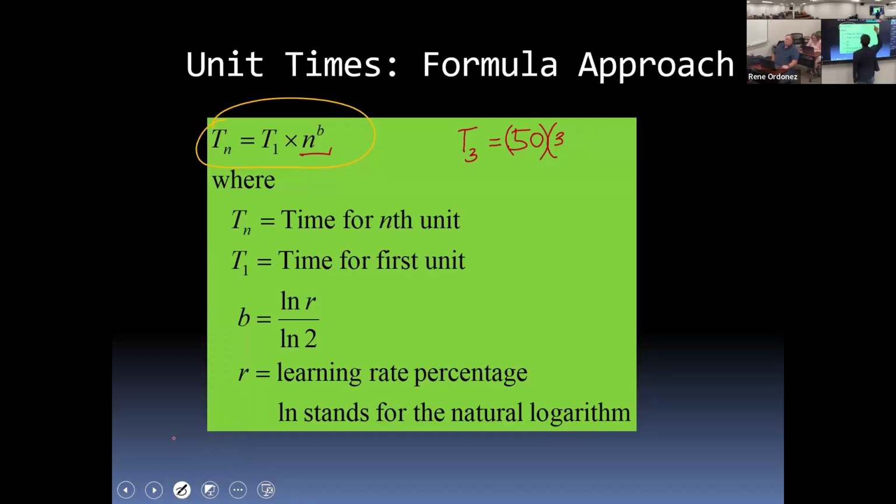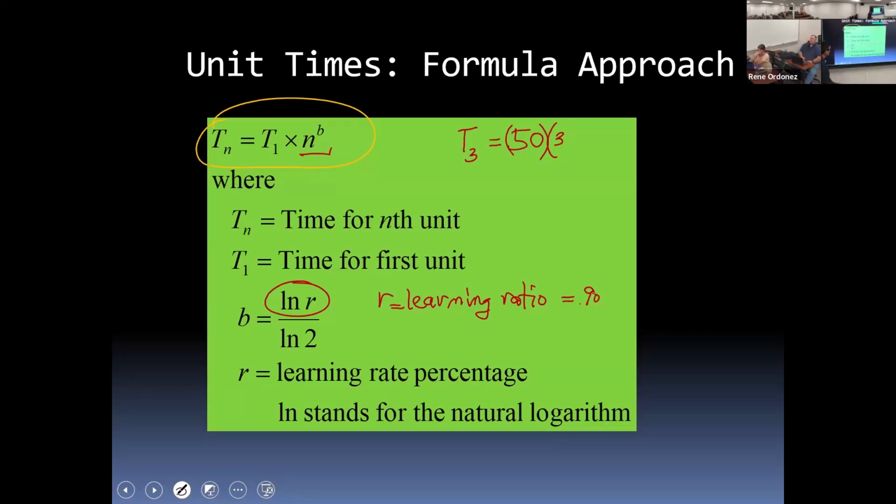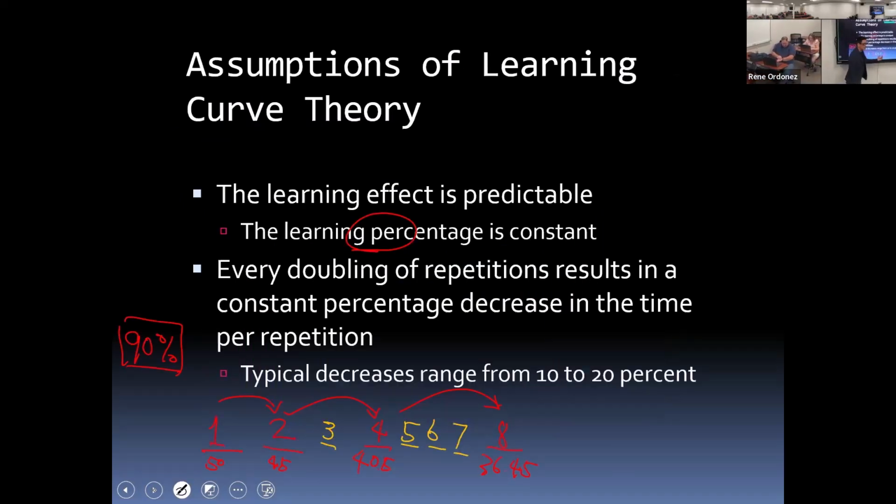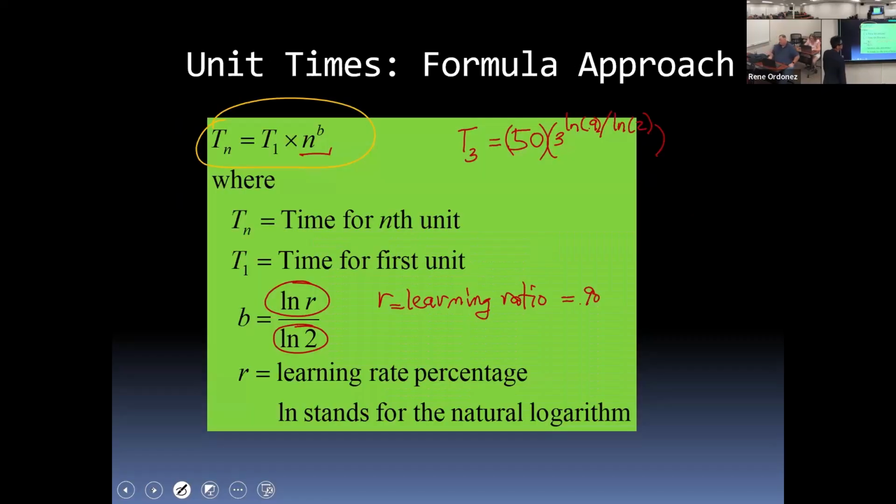b is defined as the natural log of r, where r is the learning ratio. Okay, in this case, the learning ratio is 0.9, divided by the natural log of 2. So that is always ln 2. So we'll say ln 0.9 divided by the natural log of 2. So that's the equation that is used in computing the intervening units. Okay, so let's compute the third using that equation.